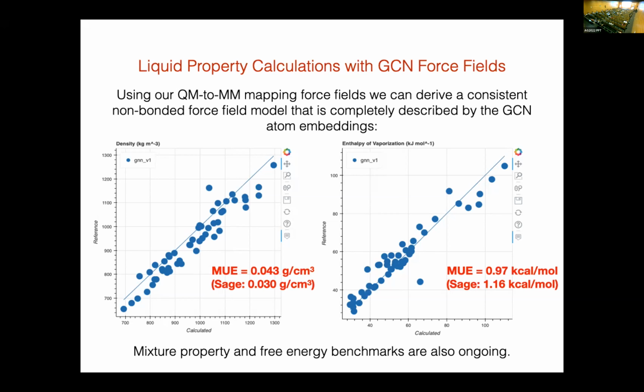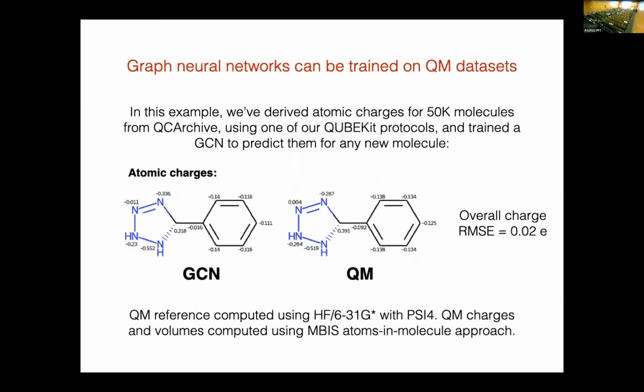And again, we've gone away and tested the accuracy using liquid properties. So on the left-hand side, we've got the experimental liquid densities and the calculated ones using the graph neural network force fields, and the same for enthalpy of vaporization on the right. And the accuracy at the moment is very similar to the current Sage Open Force Field, and that's with those quite big errors in our charge assignment at the moment.